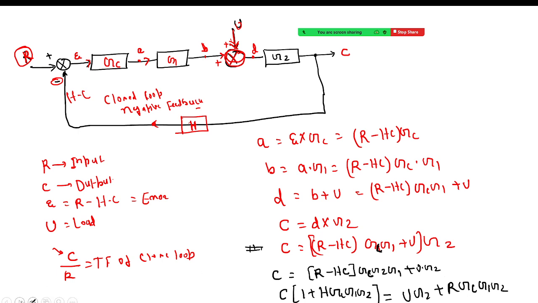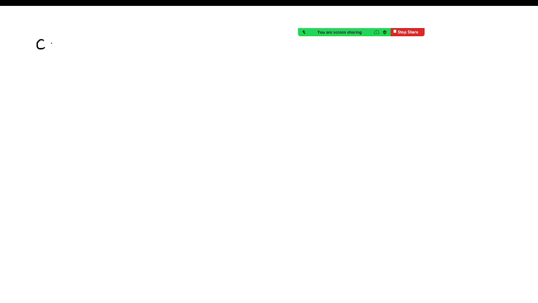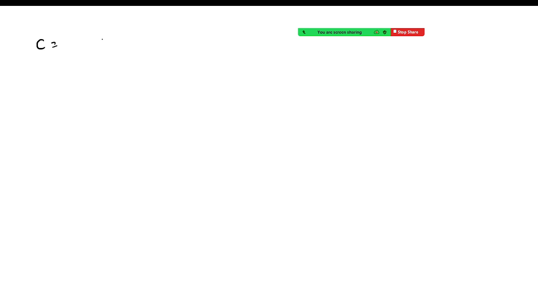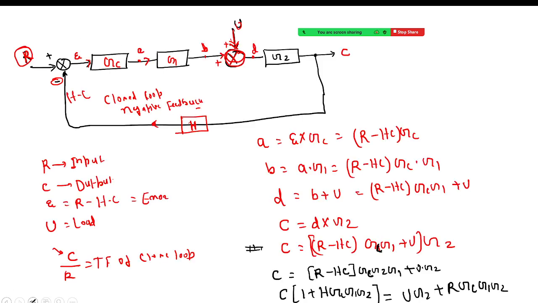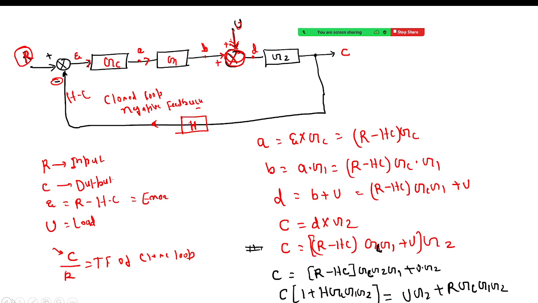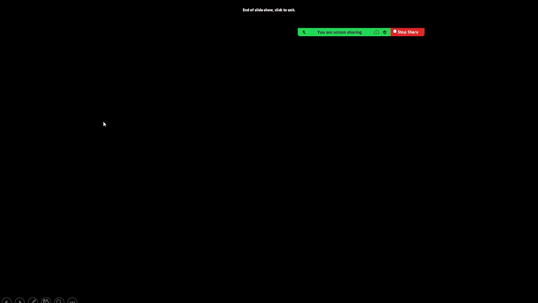Fine. So in the next slide, I can write C is equal to UG2 divided by 1 plus H GC G1 G2, plus the next one is the R term, so R GC G1 G2 divided by 1 plus H GC G1 G2.